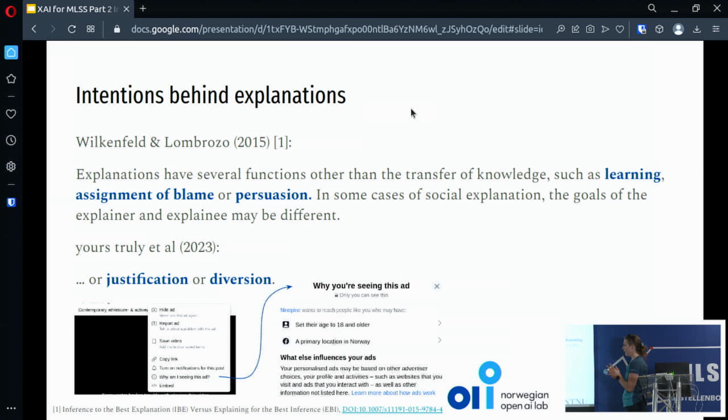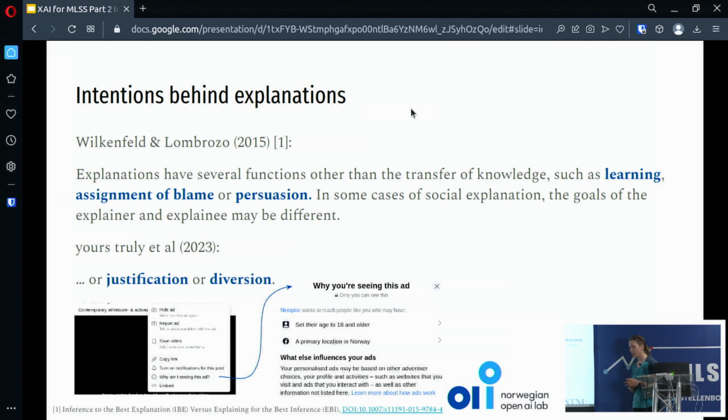And I recently published a passive-aggressive preprint with some friends where we argued that explanations we create from machine learning models, which we very often see now in the real world, have the intention of justification or diversion.